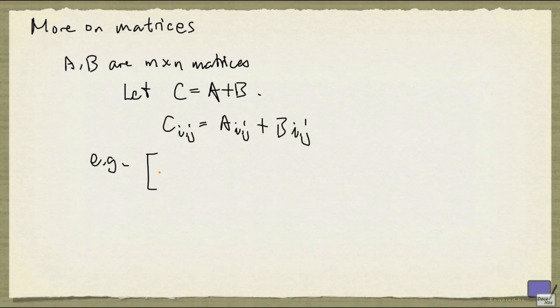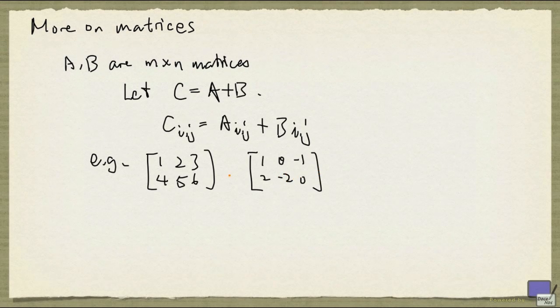And here's an example. Suppose that these are my matrices: 1, 2, 3, 4, 5, 6, and 1, 0, minus 1, 2, minus 2, 0. If I add them, you add them component-wise. So this component here will be 1 plus 1, that's 2. And the next one will be 2 plus 0, so 2. And here will be 3 minus 1, which is again 2. And in the bottom row, I have 4 plus 2, that's 6. 5 minus 2, that's 3. And 6 plus 0, that's 6.